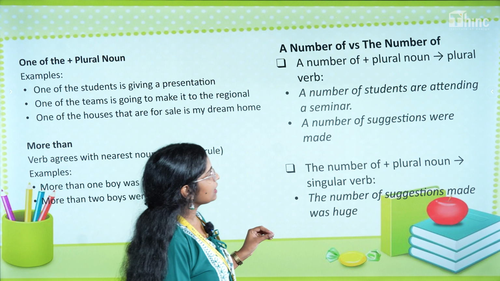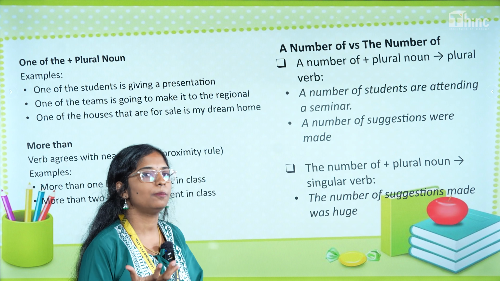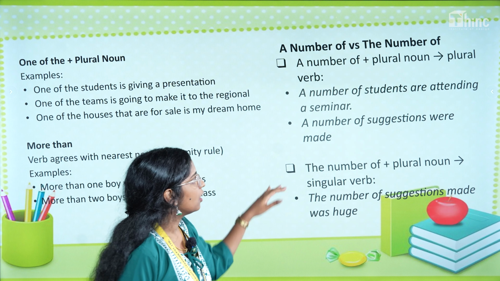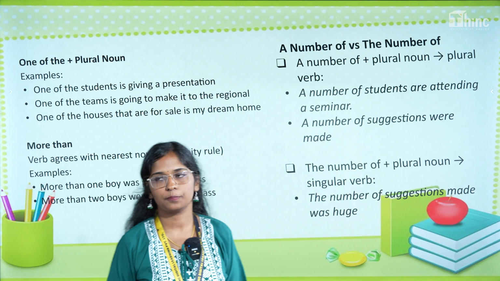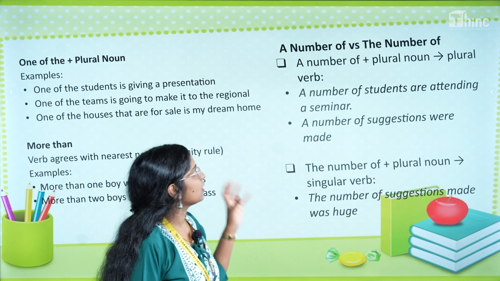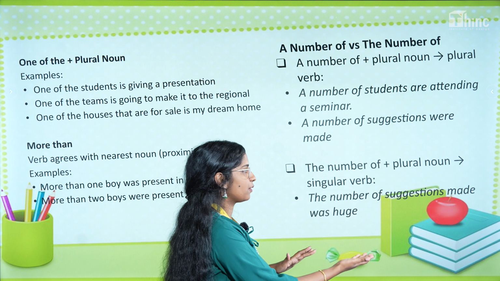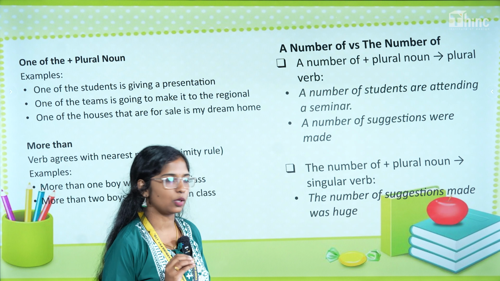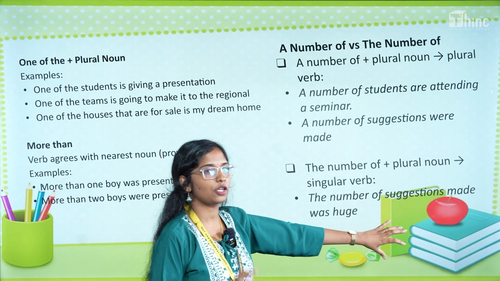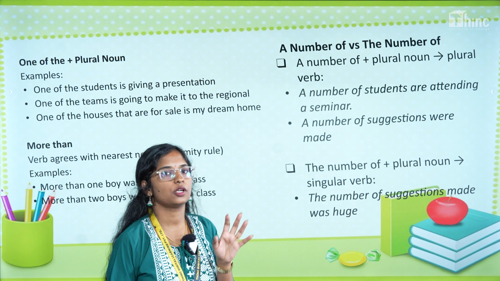Next case, when you see a number of students, we use a plural verb. A number of students are attending a seminar. A number of suggestions were made. So when you see one of the students, we use a singular verb, and when it is a number of, we use a plural verb. Then, if it is the number of suggestions, it is a singular verb. The number of suggestions, there is a specific number. The number of suggestions, we are talking about that number, is singular. The number of suggestions made was huge.